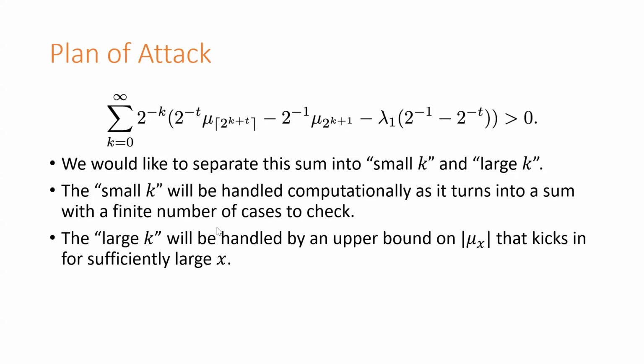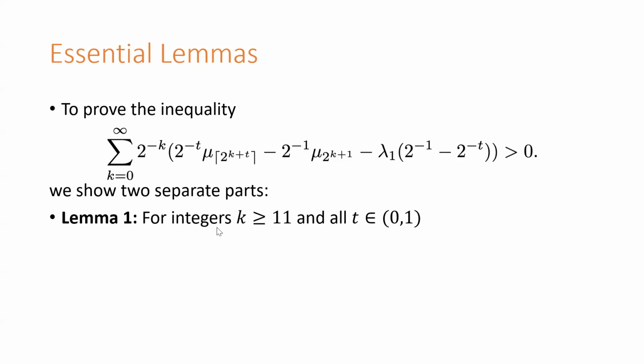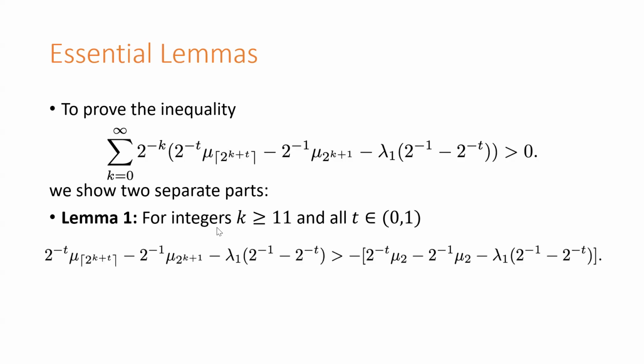And then for large k, the only thing we know about mu is that it goes to 0 very quickly. So you show a precise bound for how quickly, for when it starts to get very small, and then we use that upper bound to handle the large k. This is just very abstractly what we're going to do. More precisely, we prove two lemmas. The first lemma is for k greater than or equal to 11, the large k, and we show that this holds. It's an inequality relating general k with something fixed, with a t on the right.